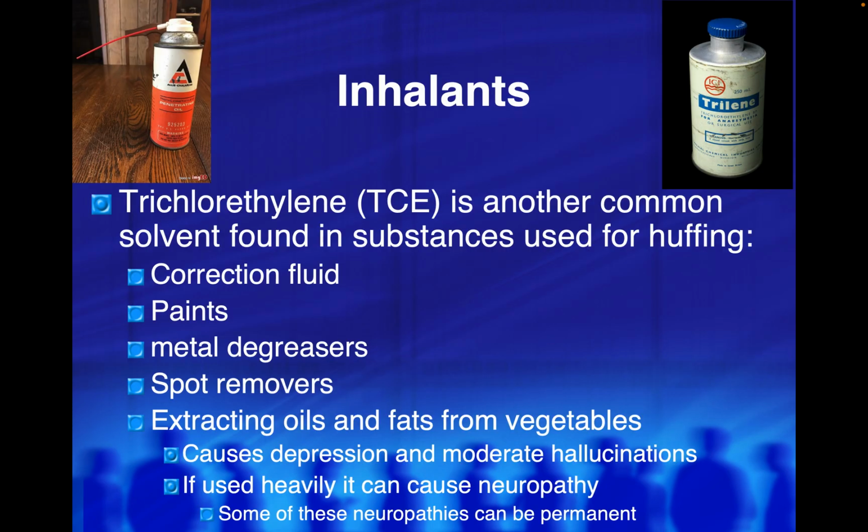Trichloroethylene is in correction fluid, paints, metal degreasers, spot removers, and in extracting oils and fats from vegetables. It causes depression and moderate hallucinations. If used heavily, it can cause neuropathy. Some of these neuropathies can be permanent, and of course, that's something that you don't want.